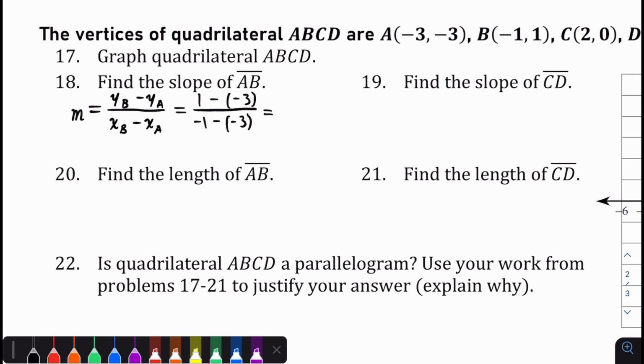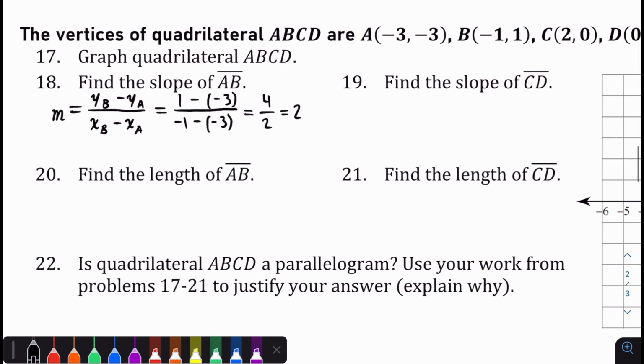So on top, 1 minus negative 3, that's the same as 1 plus 3, that's 4. And on bottom, negative 1 minus negative 3, that's negative 1 plus 3, which is 2. So this slope is 4 over 2, which simplifies to just 2. Now let's find the slope of CD.